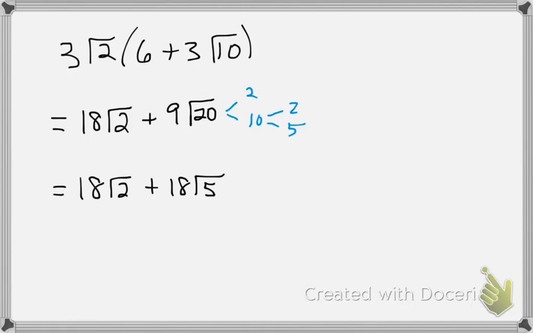So 18 square root of 2, we couldn't do anything with that, plus 18 square root of 5. Can I squash these together? No. Why not? The radicand's not the same. They're not like radicals. This is like if I have 18 bananas plus 18 oranges. Well, that's 18 bananas and 18 oranges. It's not suddenly apples.